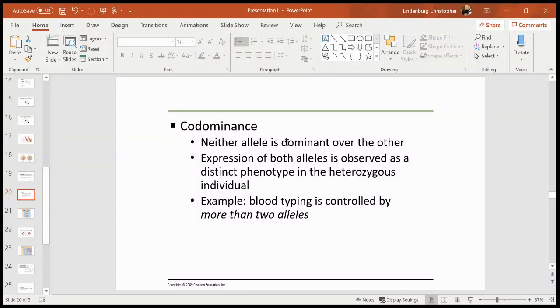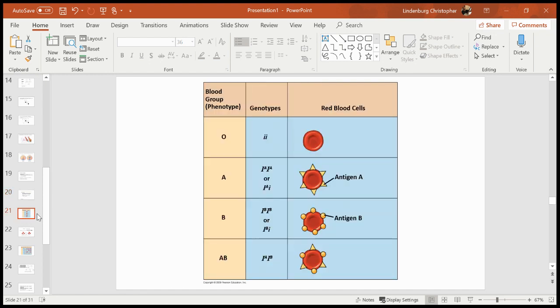So I was saying that in a co-dominant situation, there's no dominant allele, there's no recessive allele, but you can actually get both alleles showing up at the same time if you're heterozygous. The classic example of this is blood typing. So let's talk about blood types.